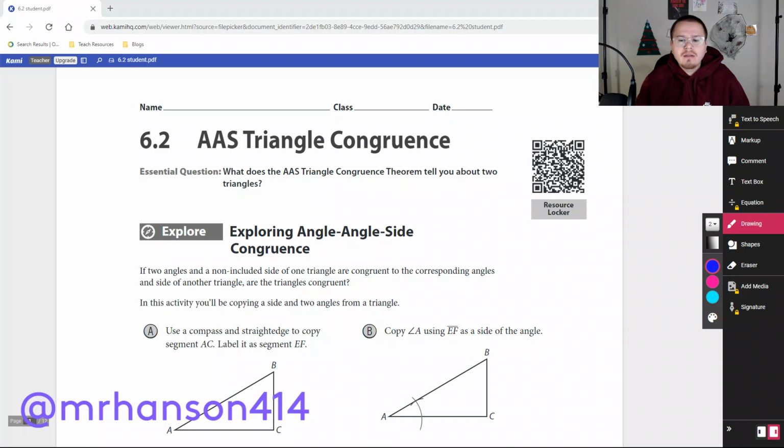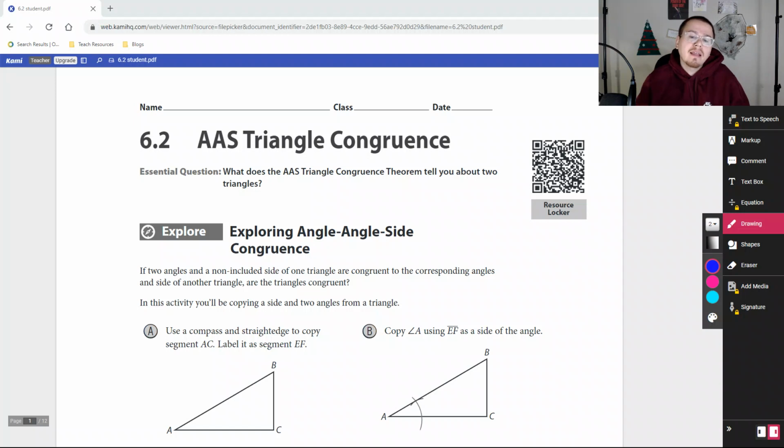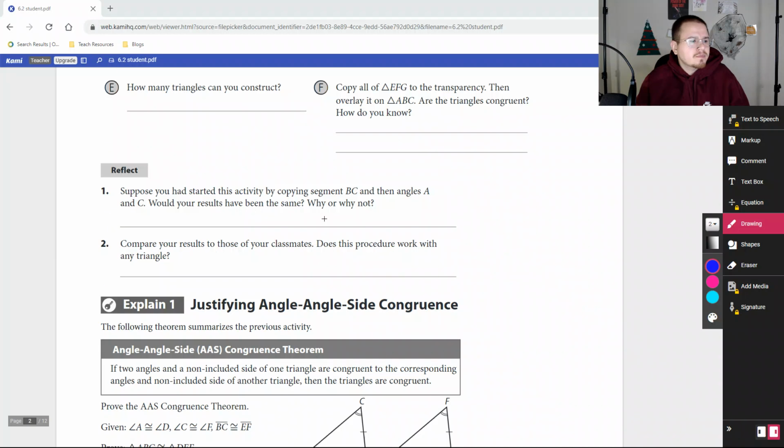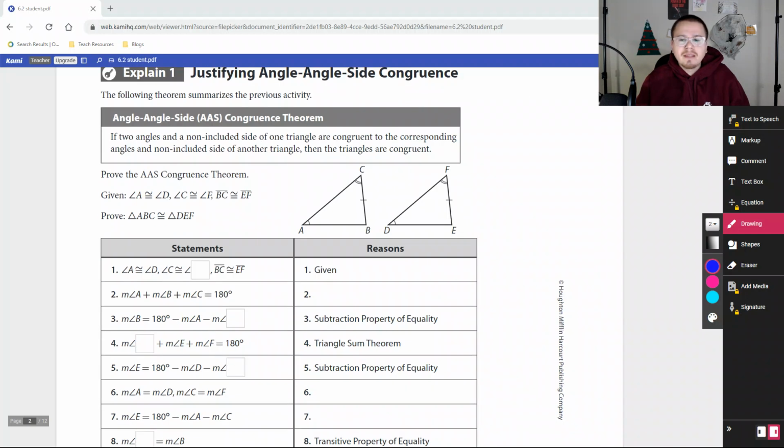Angle, angle, side triangle congruence tells you that if you have two angles and a non-included side of one triangle that are congruent to the corresponding angles and side of another triangle, then the triangles are congruent. So we've done several of these, and now we're on the next one. Explain one: justifying angle, angle, side congruence.